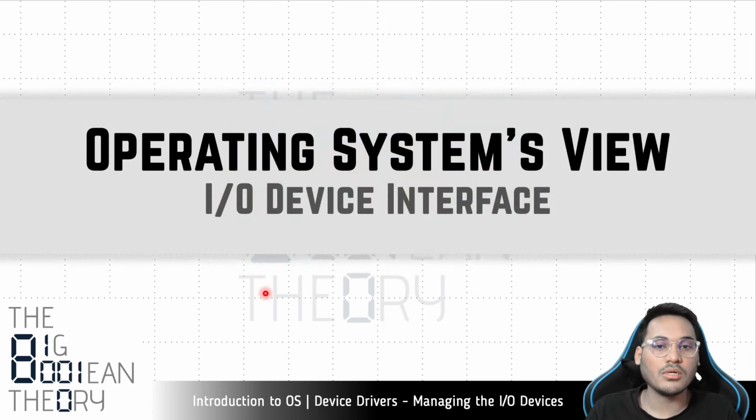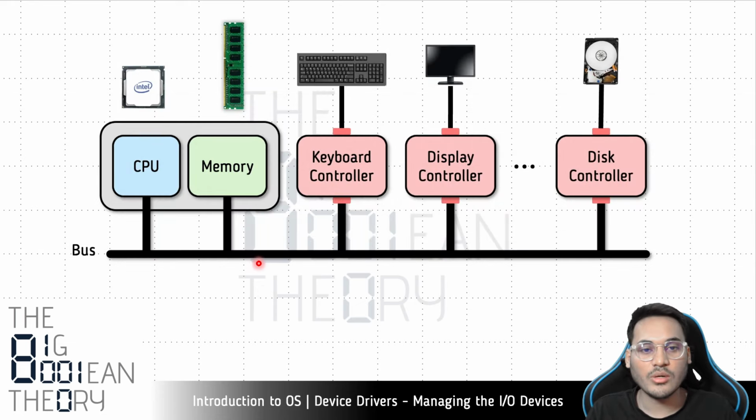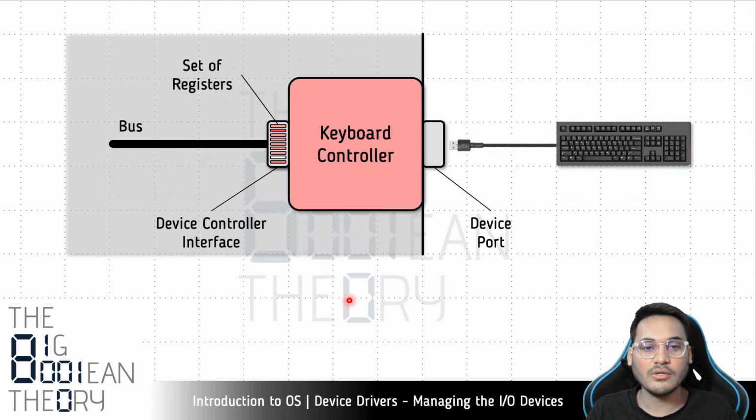Before we start talking about how the operating system manages the IO devices, let us see how the interface of the IO device looks like from the perspective of the operating system. So here is the computer system, and as you can see, we have a set of IO devices. So let us see how these IO devices are organized. Let's take the example of the keyboard. So this is the figure which shows how the IO devices are organized.